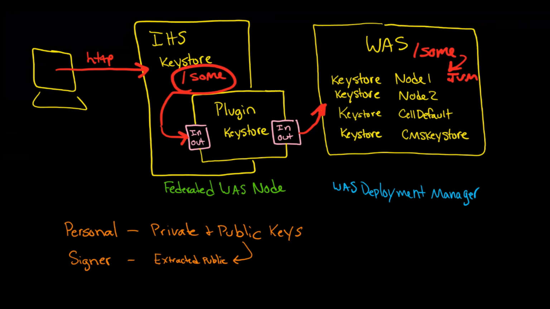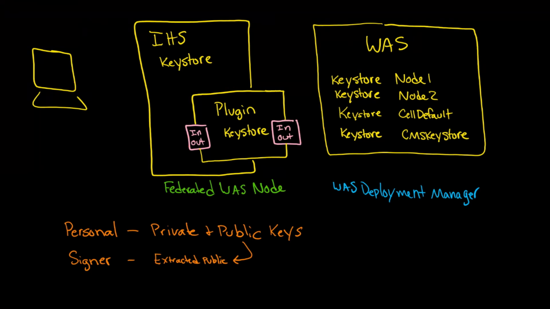And then of course in return that path goes backwards, right? So it goes back through the plugin and then out through IHS and then ultimately back to the customer or the client HTTP web browser. And because this is a video about keystores, obviously this communication here is happening not over HTTP but HTTPS.